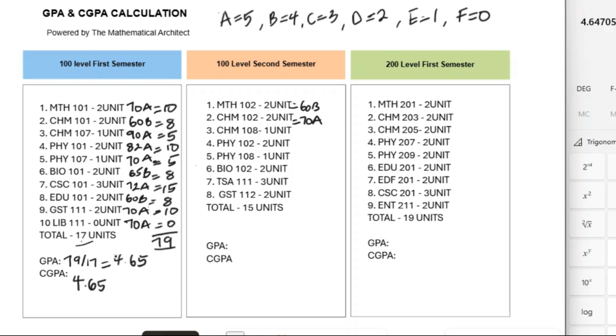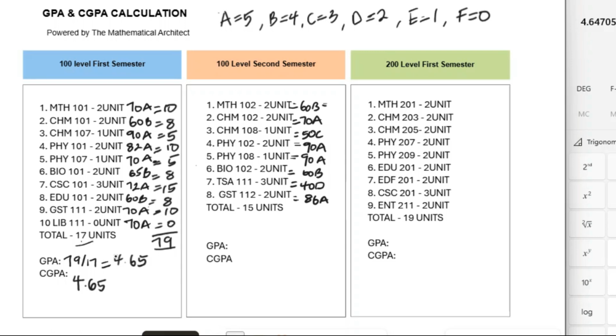In chemistry 108 you had 50C. In physics 102 you had 90A. In physics 108 you had 90A. In bio 102 you had 60B. In TSA 111, let's assume you had 40D. In GST 112 you had 86A. Now let's do the calculation again.